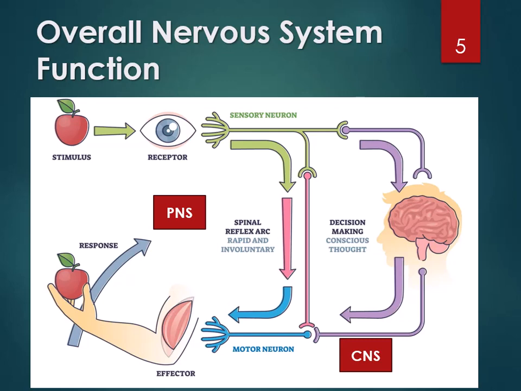So again, stimulus activates a receptor. Sensory neurons or nerves take the information to the brain. Motor neurons or nerves take information away from the brain to an effector. An effector is always a muscle or a gland.